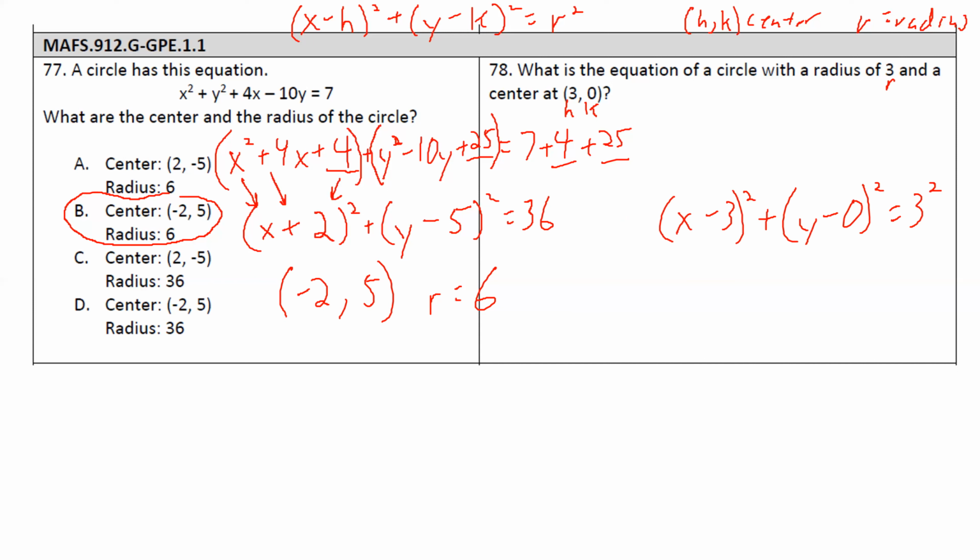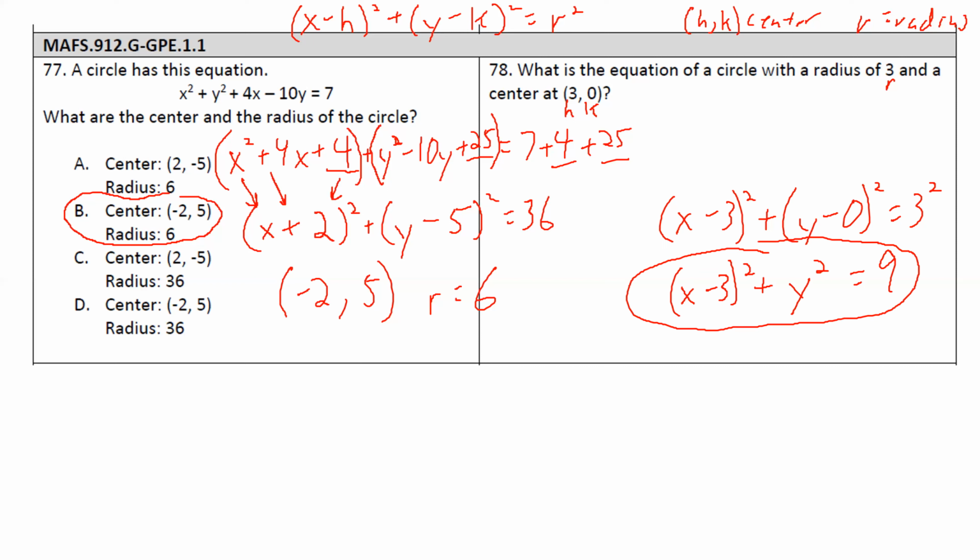Now, is your final answer or option probably going to look like that? No, they'll probably simplify it a little bit. So they'll probably leave this one alone. But the Y value, since we're subtracting 0, they'll probably just put it as Y squared. And for the radius squared, they'll probably square that, which would give you 9. So if you're to find this on a multiple choice, this is most likely what you find as your answer choice.